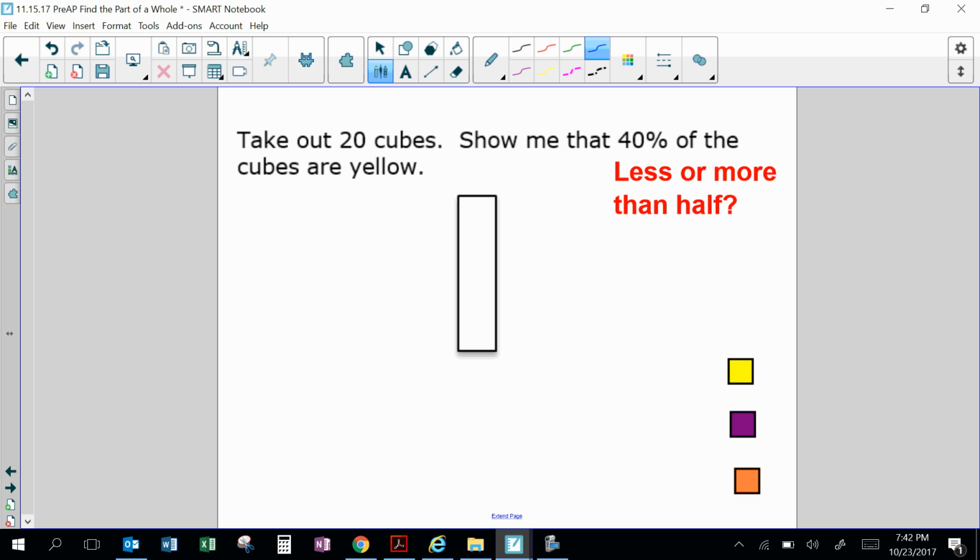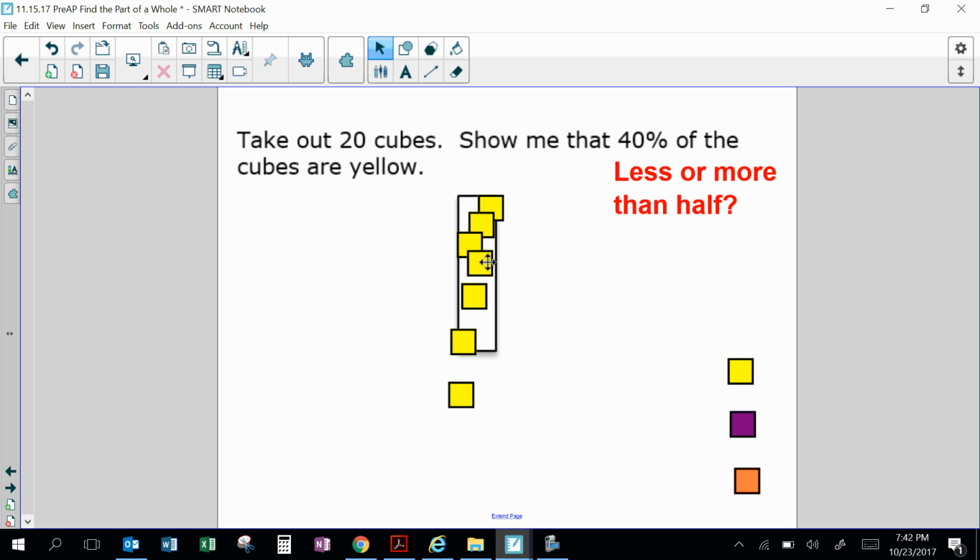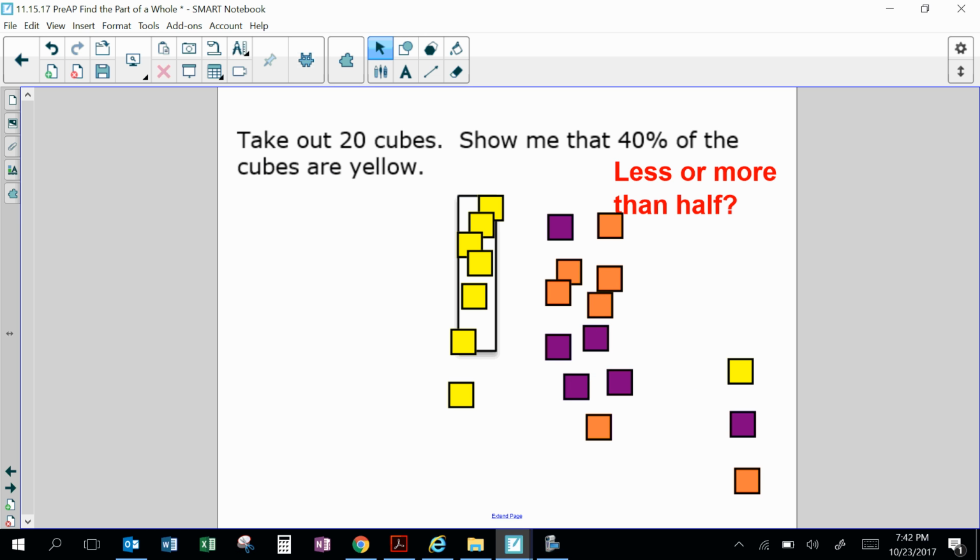Take out 20 cubes. Show me that 40% of the cubes are yellow. That means a little less than half of it will be yellow. So if there's 20 cubes, half of it is 10. So it can't be 10 yellow. 1, 2, 3, 4, 5, 6, 7. I'll do 7 for now and see if this works. And that means there should be 12 of these. 2, 4, 6, 8, 10, 11, 12.